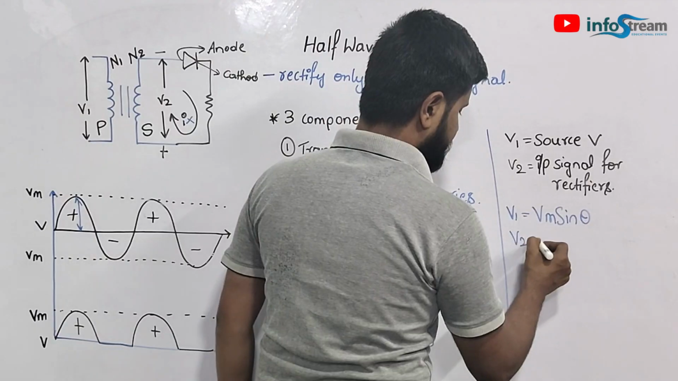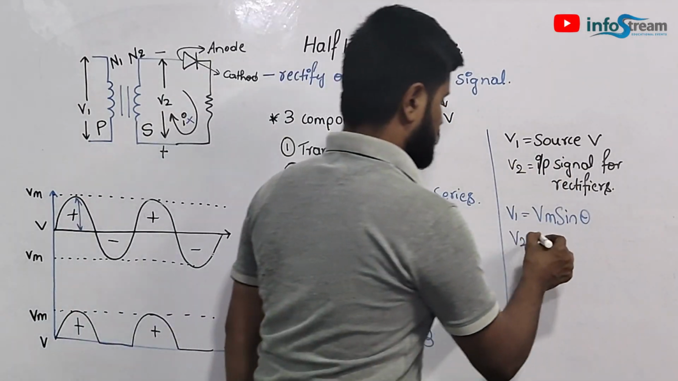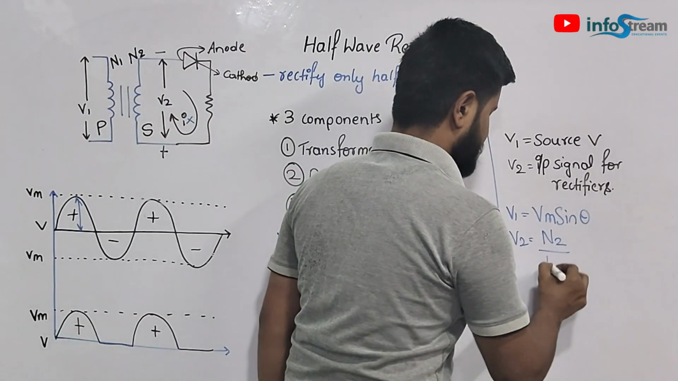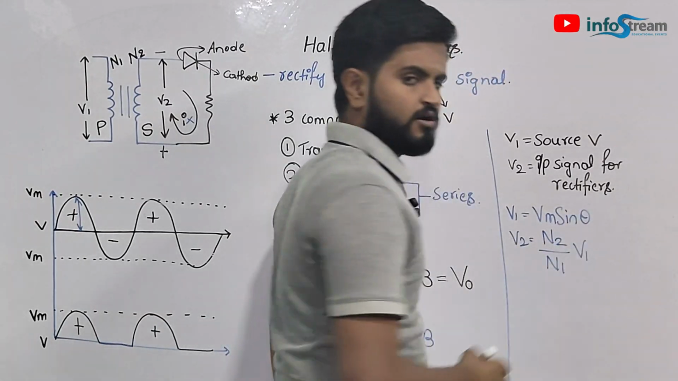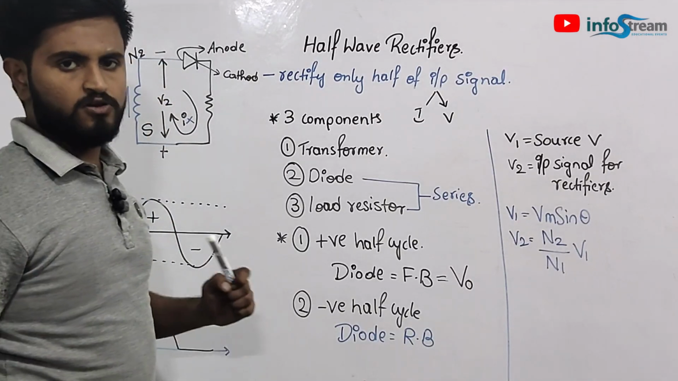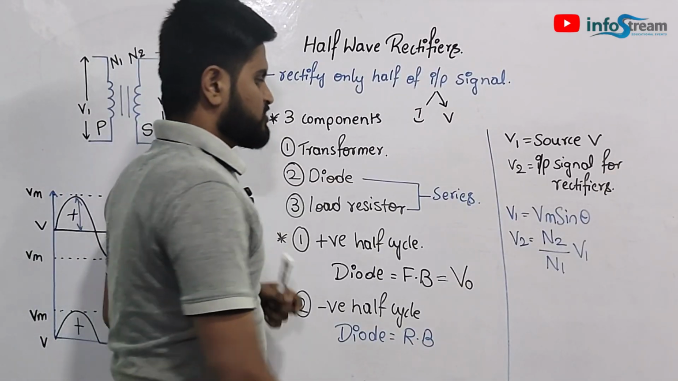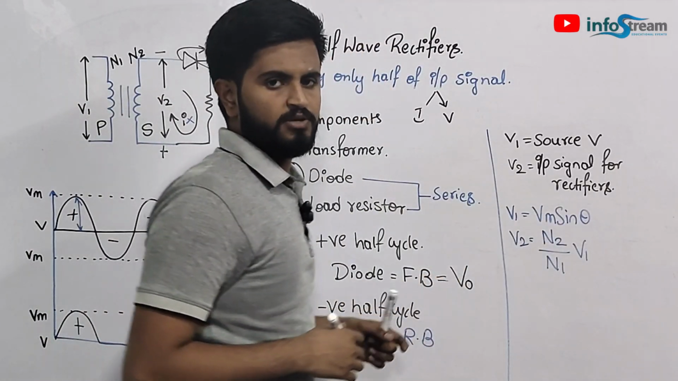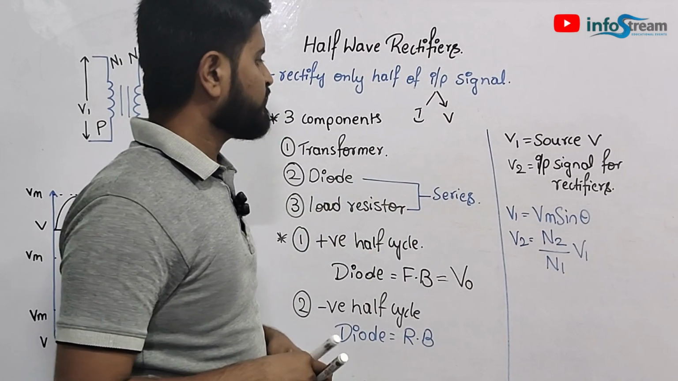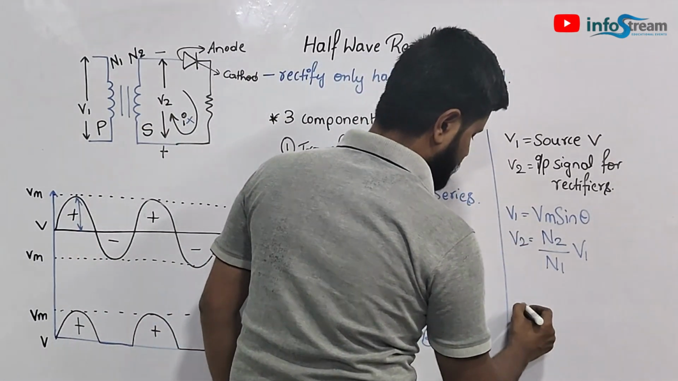Now V2, that is the input signal for the rectifier. V2 will be equal to N2 divided by N1 into V1. What is N2? N2 is the number of turns in the secondary coil and N1 is the number of turns in the primary coil. So N2 by N1 into V1 will be the value of the input signal for the rectifier.